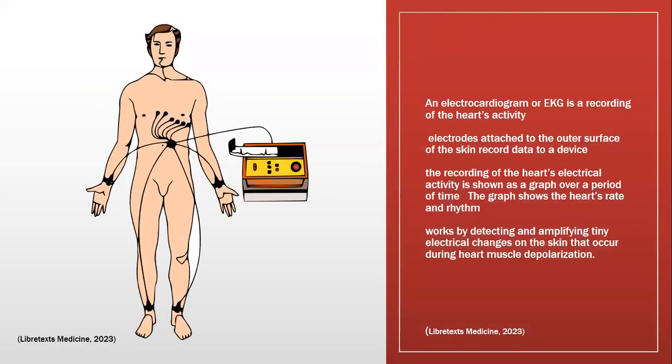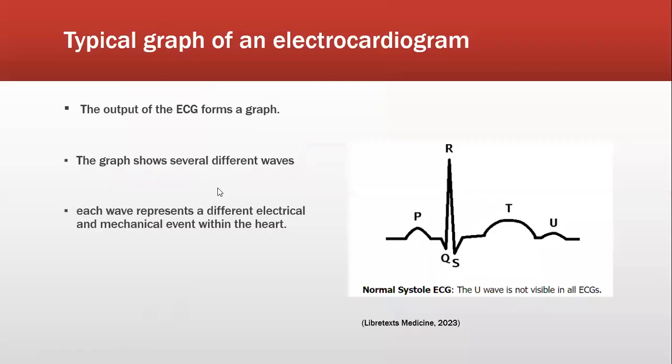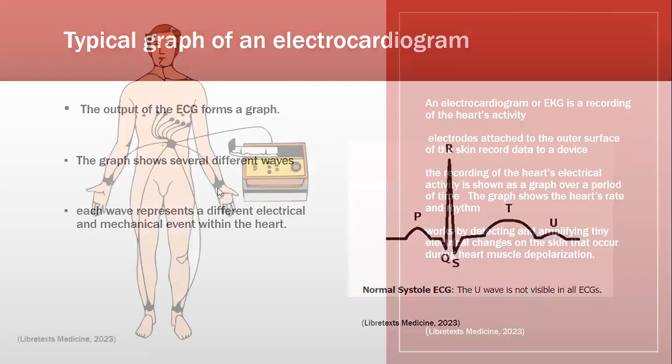So here we see a diagram of how the electrocardiogram is set up generally. This is the machine itself. The machine is connected to the patient with a series of wires called leads. And these pads are attached to the body.